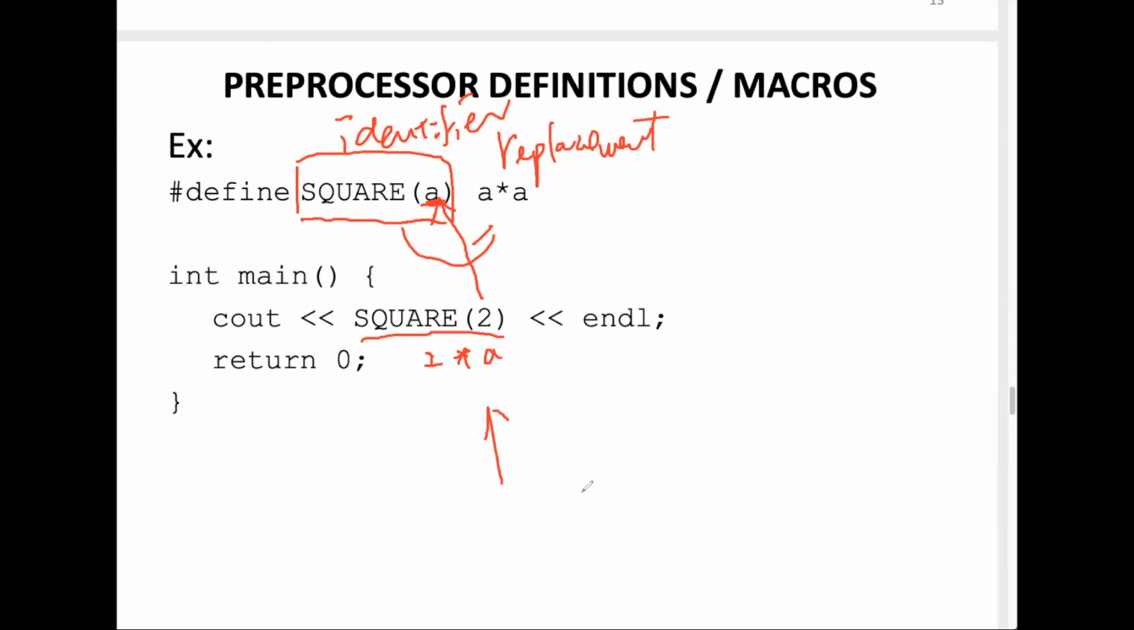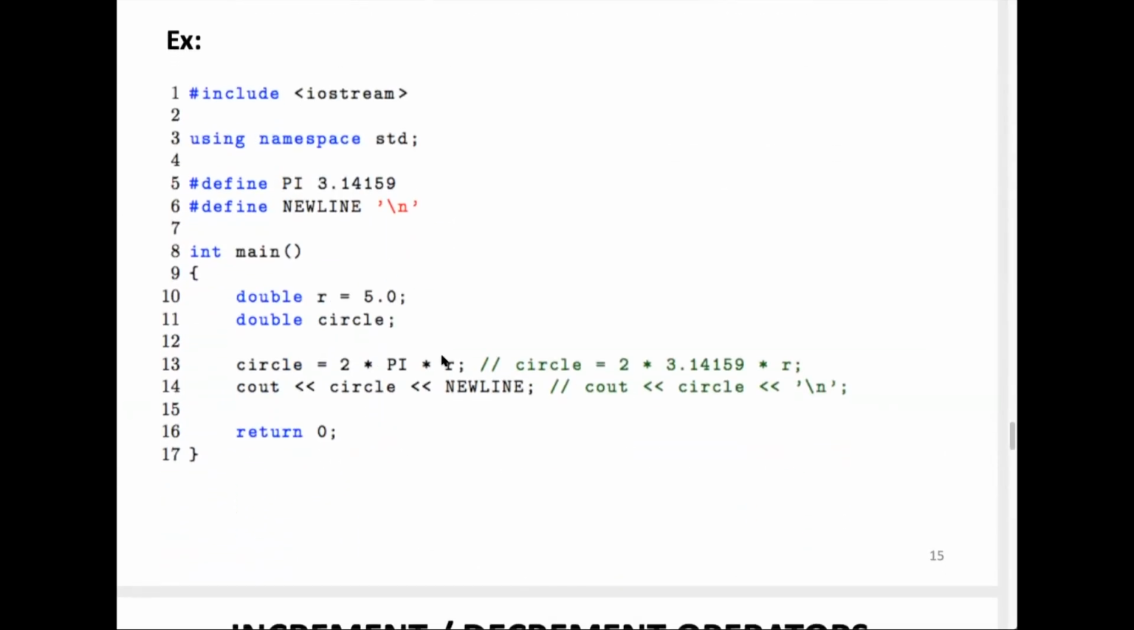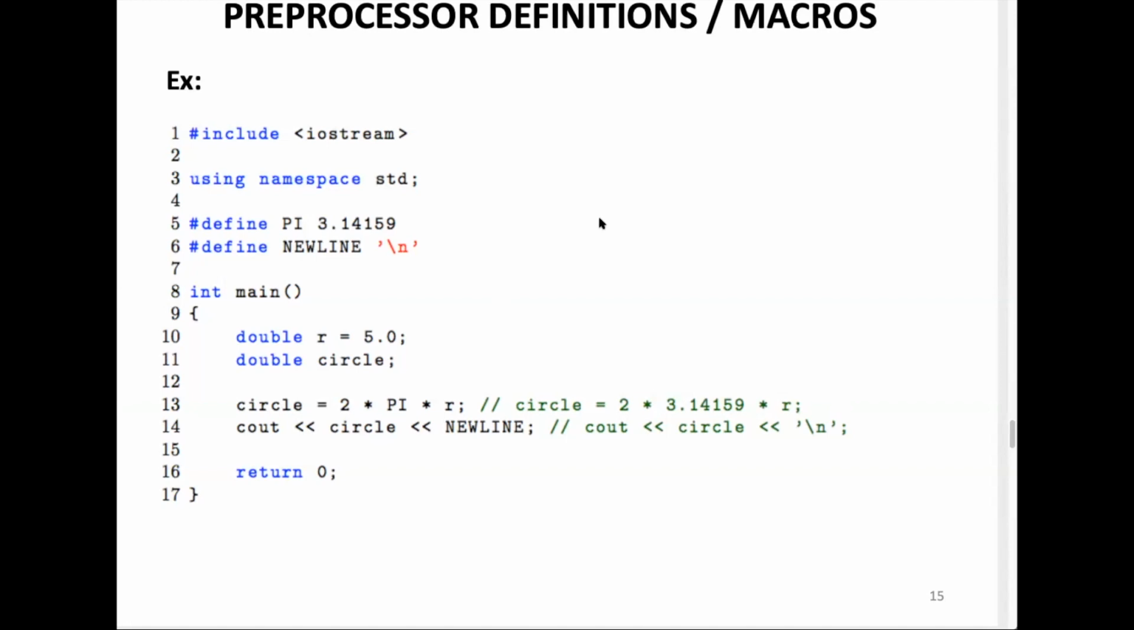This replacement is done at preprocessor definition time, which is part of your compilation. During the compilation, this will be dynamically replaced. So this is a very useful way of constructing your code. This is an example where you can use preprocessor definitions or macros to specify certain things up front, so you don't have to hard code them in code. You can simply refer to your identifier, PI or newlines, for dynamic replacement.